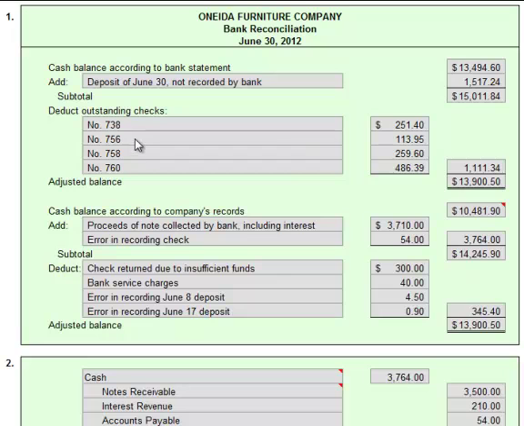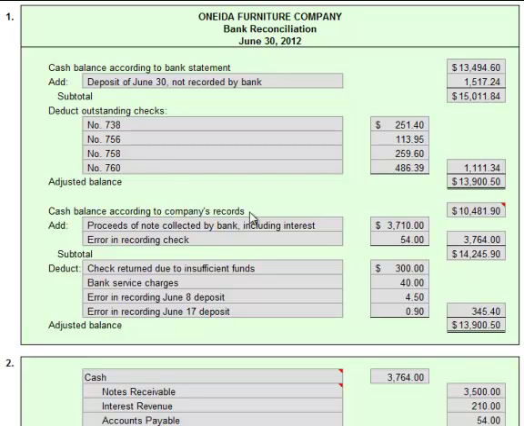The next ones are outstanding checks. The last three here, 756, 58, and 60, are all items that you have listed in the checks written portion of the data and do not show up in the bank statement. The top one there, 738 for $251.40, is not a check you wrote this month. It's a check that is listed in the bank reconciliation for May, and you'll see that in that section on the data. So it's a check that was written in May or prior that has not cleared even as of June 30th. When you do the math here, you end up with $13,900.50 as your adjusted balance.